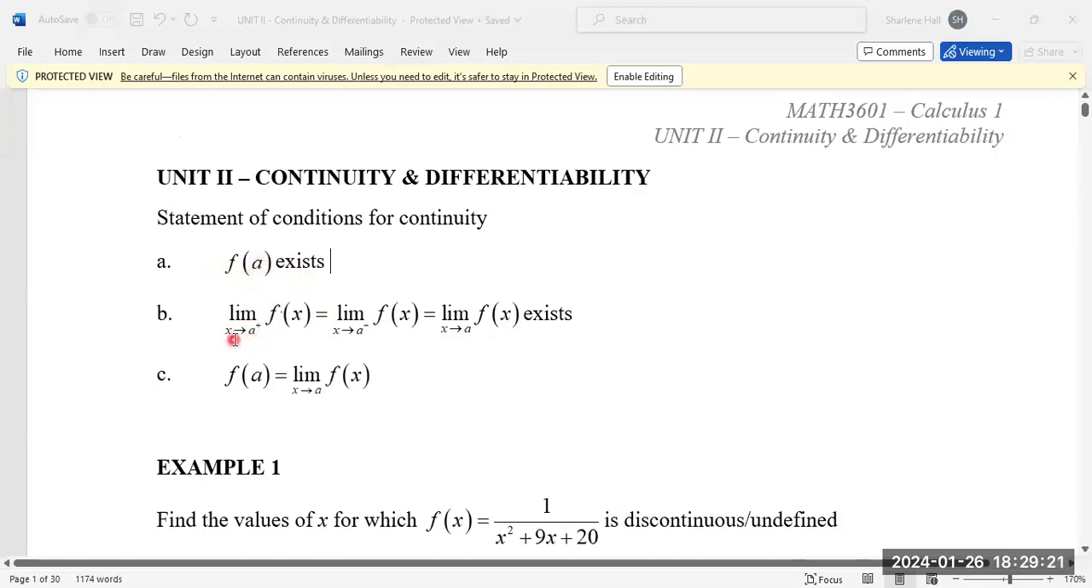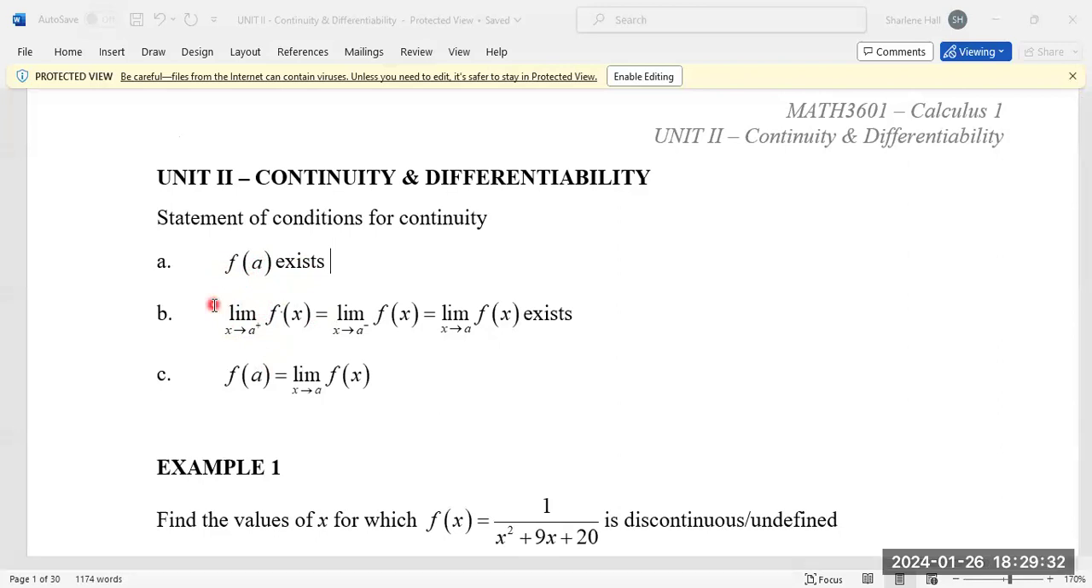So what is this? The limit as x tends to a superscript plus. What does that mean? Anybody remember? The limit as x tends to a superscript plus of f of x, and then the limit as x tends to a to the minus of f of x. What do those plus and the minus mean again? The left and right hand side.